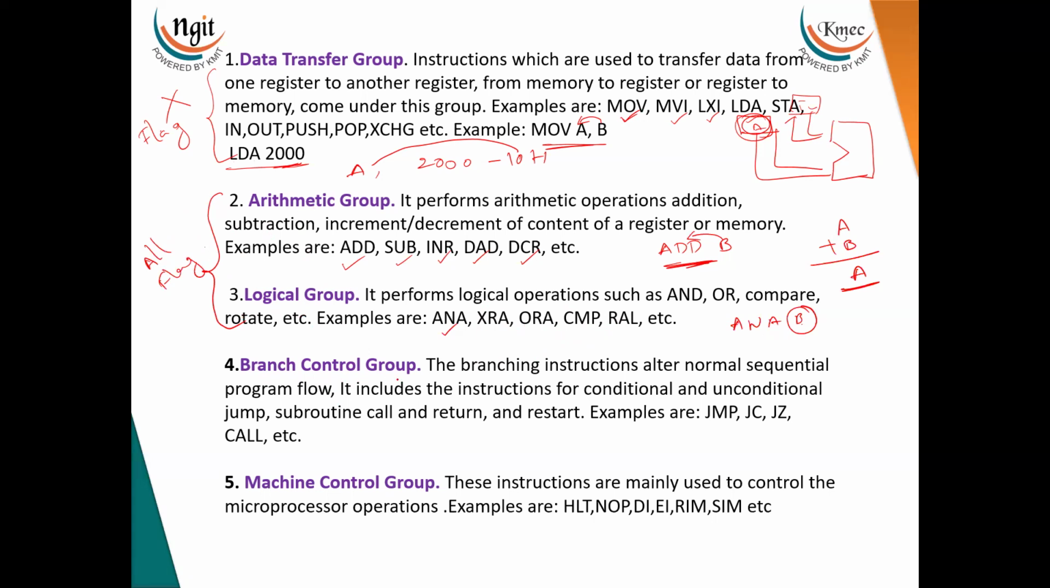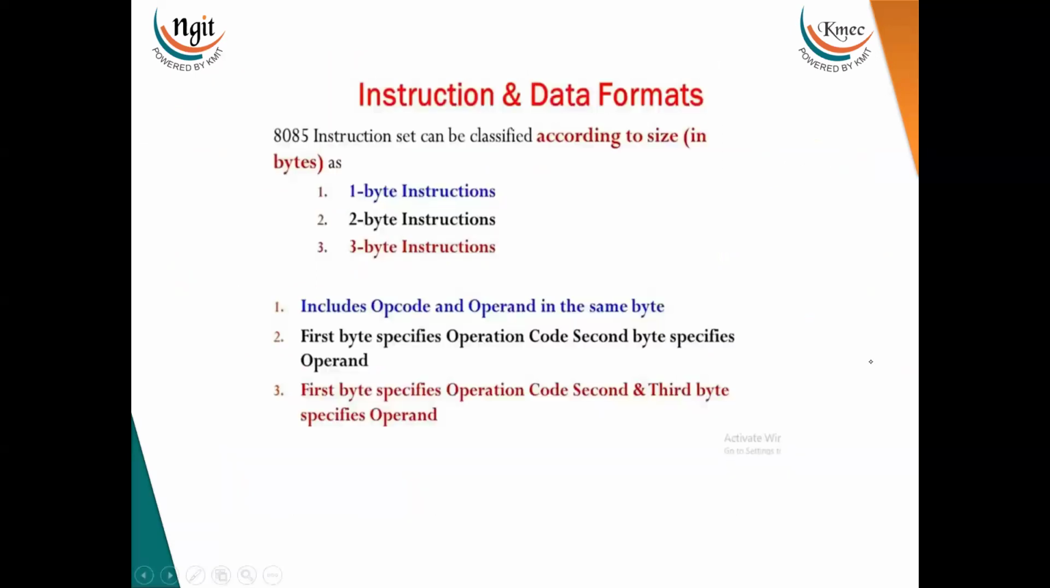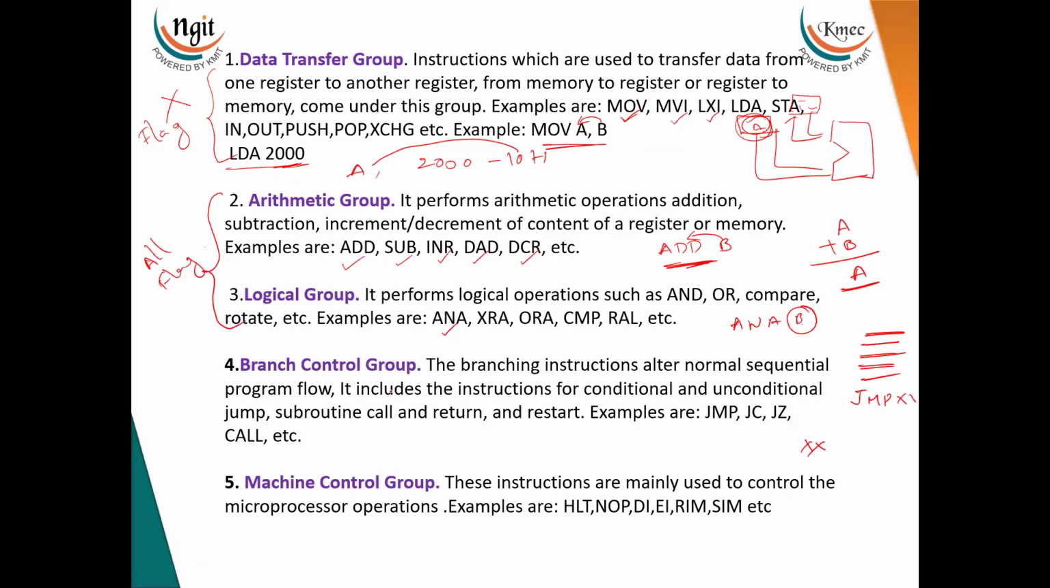Now coming to the branch control group. The branch instructions will change the sequence of the program. If this is your program, the microprocessor will execute the instructions one by one sequentially. Whenever branch instructions are used, for example a jump to some address location, immediately after executing it, the program will jump to that address location. That means the sequence of the program is changed by the branch instruction.